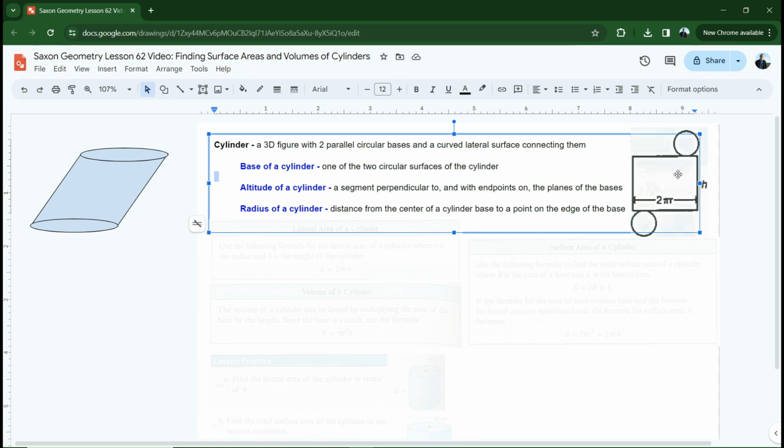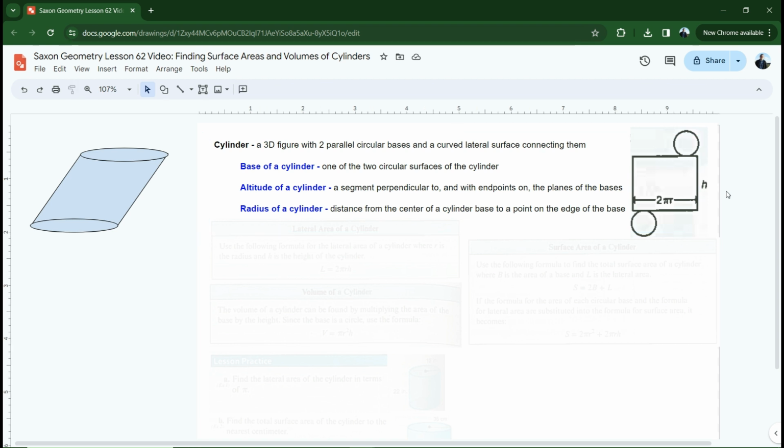Now, I said that this is the net of a right cylinder. The net of an oblique cylinder looks exactly the same, except instead of having a rectangle, you have a parallelogram. But do you remember that the formula for the area of a parallelogram is the same as for a rectangle? It's just length times width.